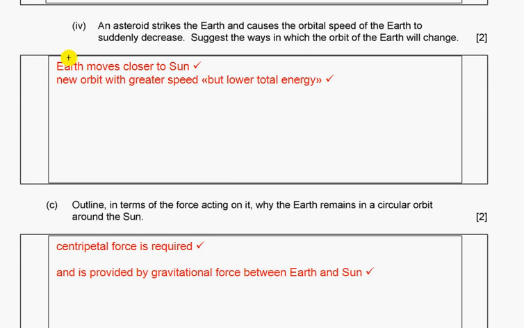An asteroid strikes the Earth and causes the orbit speed of the Earth to suddenly decrease. Suggest the way in which the orbit of the Earth will change. Earth moves closer to the Sun, new orbit with greater speed but lower total energy.